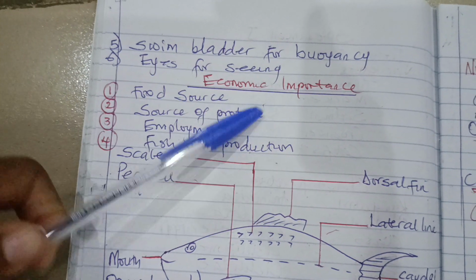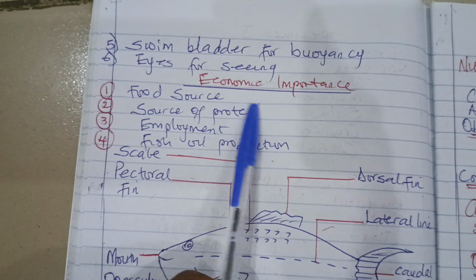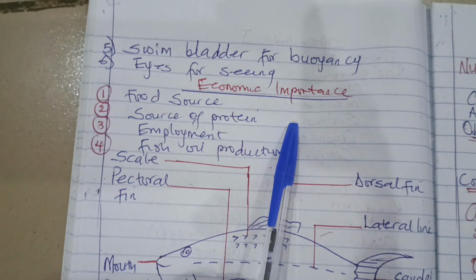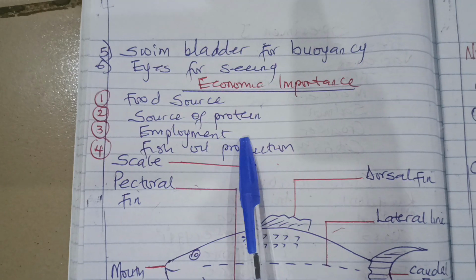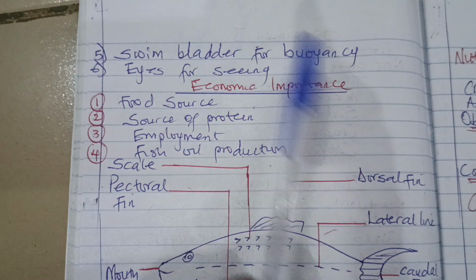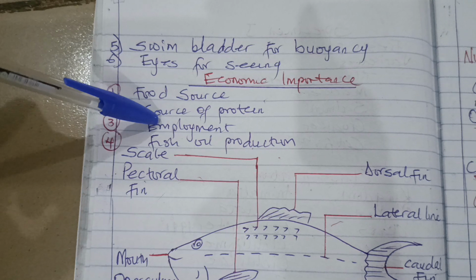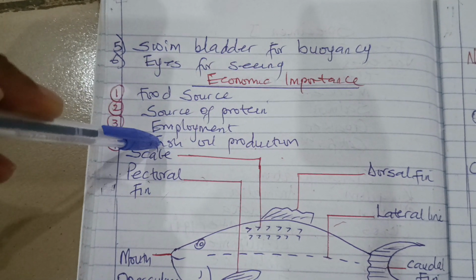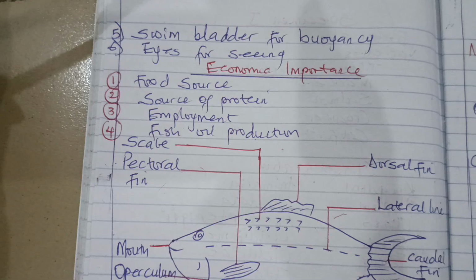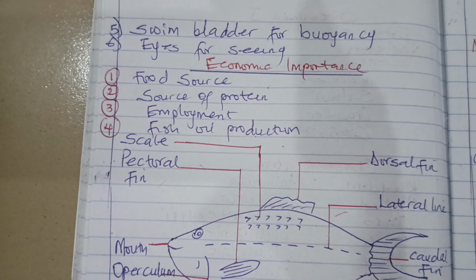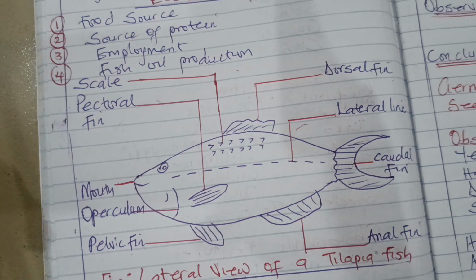So what are the economic importance of fish? Food source. Protein is the main nutritional content of fish. It is also a source of employment. People sell fish, fishermen, and all of that. Then also very important, we can use fish to produce fish oil, even fish meal for our animals. So this is now the main gist.